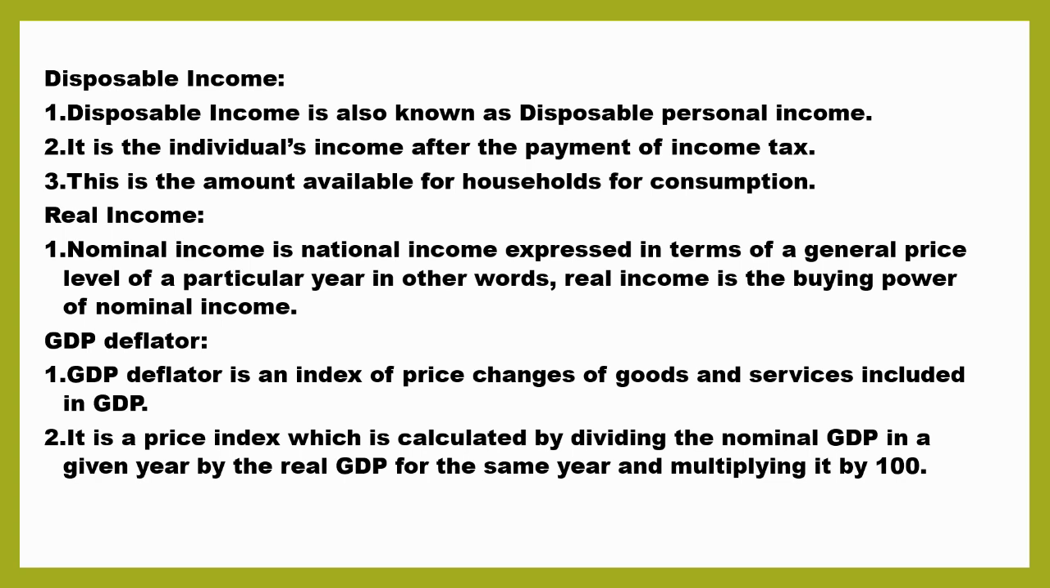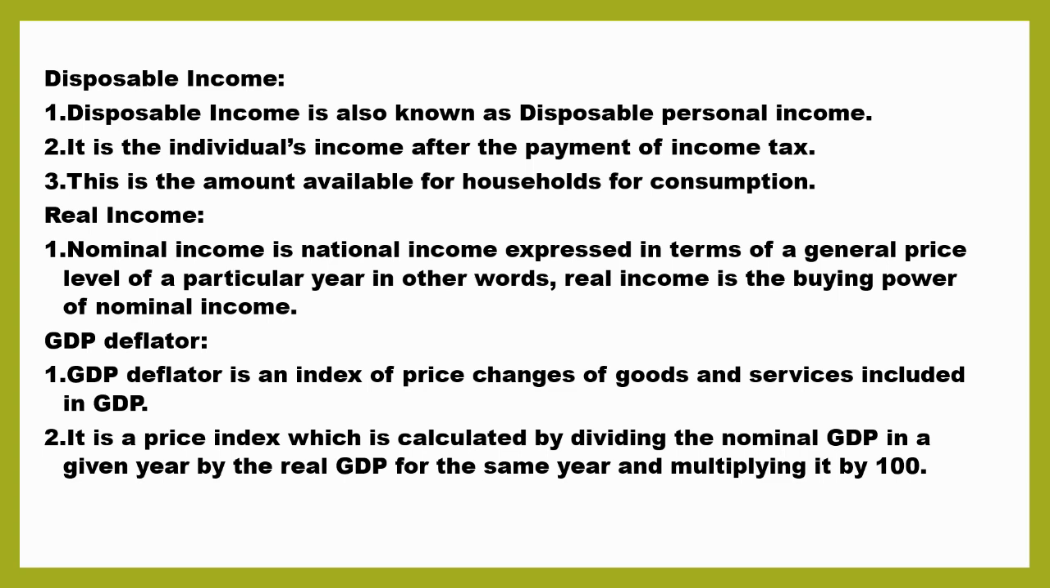Take personal income: a person receives 10,000 rupees as income, and he has to pay a percentage of it as tax. For example, if he pays 1,000 rupees as tax, then before payment of tax the amount is just 10,000. Without paying tax, that is called personal income. After payment of tax, 10,000 minus 1,000 is 9,000. So that is called disposable income.